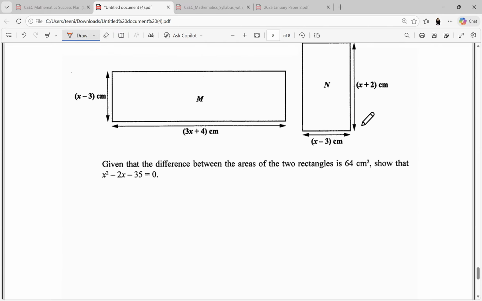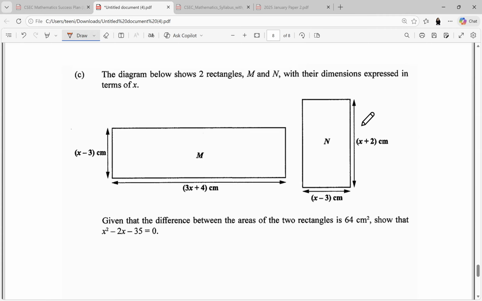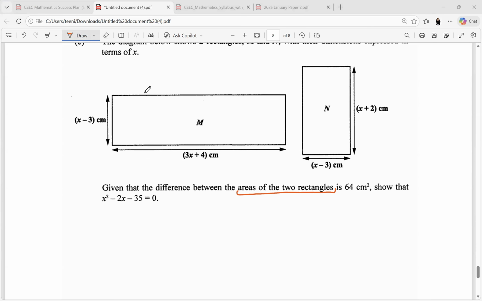All right, guys. So first things first, it says the areas of the two rectangles. And how do you find the area of a rectangle? How do you find the area of a rectangle, guys? The formula. Anybody remembers? Length times width. Yeah, length times breadth. Correct, right? So to find the area of M, you would have to say the length times the breadth.